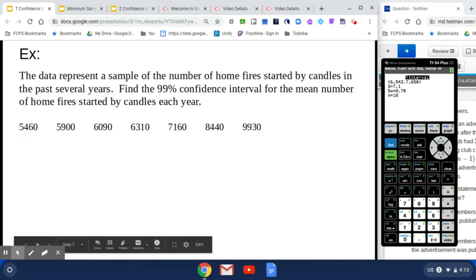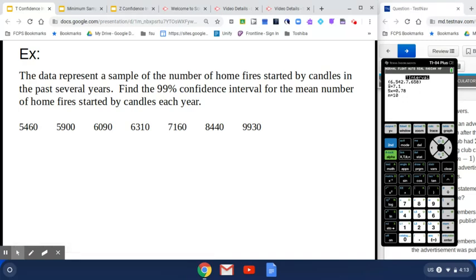This one says the data represent a sample of the number of home fires started by candles in the past several years. Find the 99% confidence interval for the mean number of home fires started by candles each year. All right, notice guys, we just have numbers written out here. So in the prompt, it doesn't tell me what the mean is. So I don't know X bar. And it doesn't tell me what the standard deviation is. And so if I'm calculating that, I would have to calculate a sample standard deviation. And again, I don't know what that value is yet.